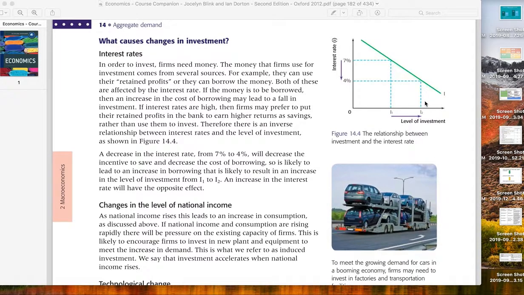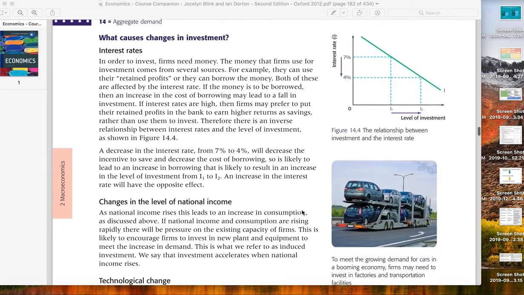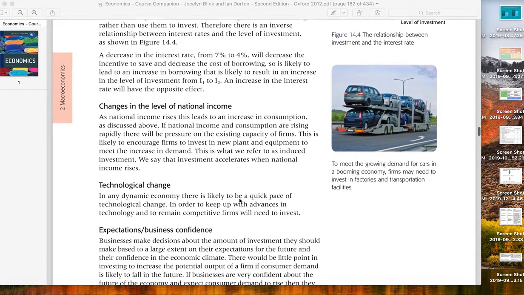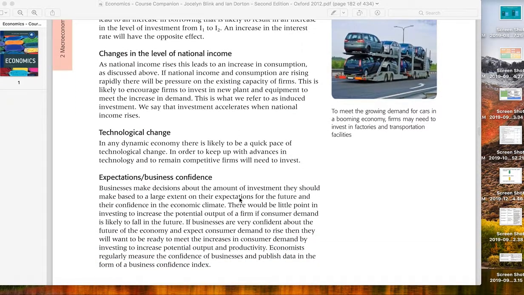A result of lower interest is just like a price going down almost. The percentage of interest going down leads to a higher appetite for investing because it's just cheaper and less risky. It's common sense, isn't it? So interest rates directly impact changes in investment. Another thing that impacts changes in investment is changes in the level of national income.